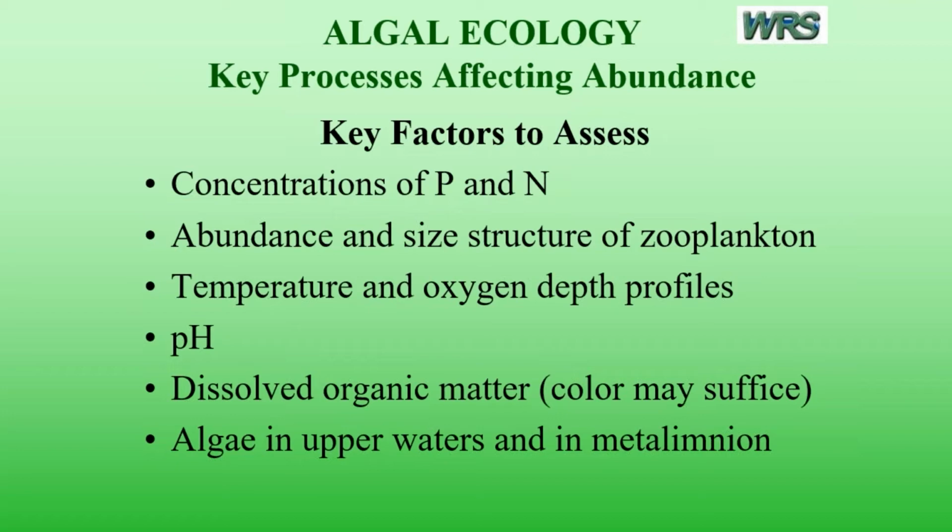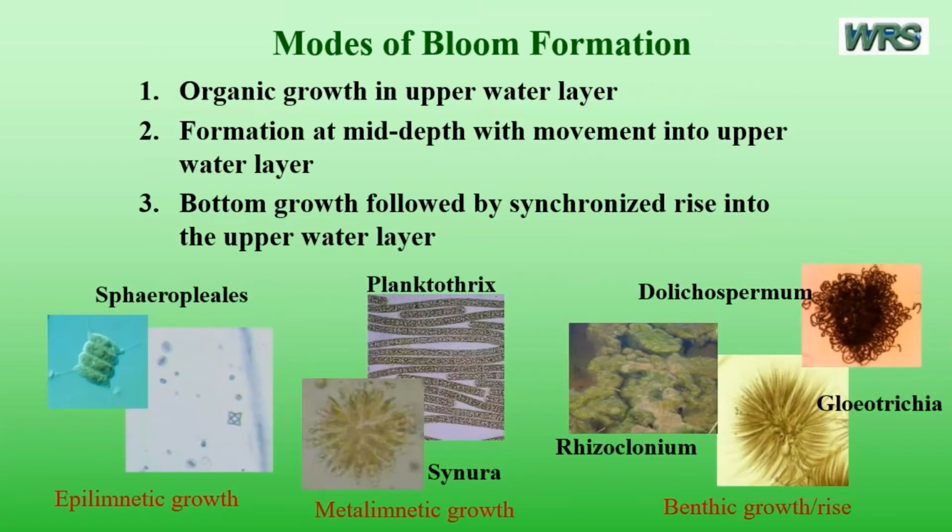Temperature and oxygen depth profiles are extremely useful. pH matters to the types of algae. Dissolved organic matter makes a big difference. Color may be a sufficient measure. And the algae in the upper waters and the metalimnion, just sampling at the surface won't tell us everything we need to know. Okay, there are three major modes, really four modes of bloom formation.